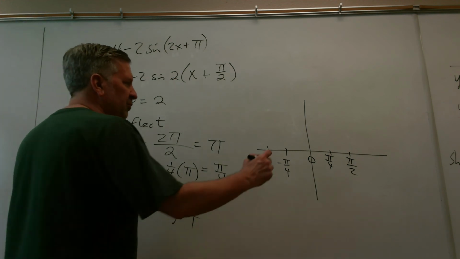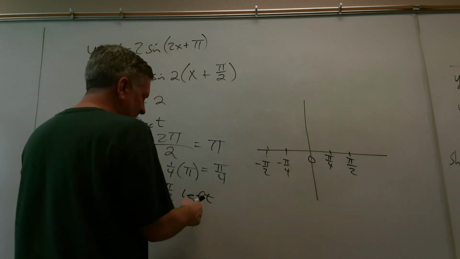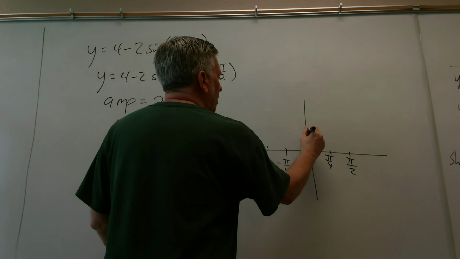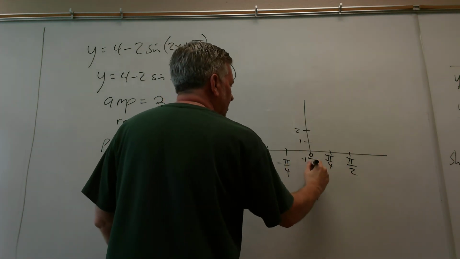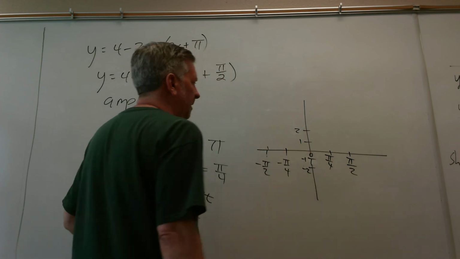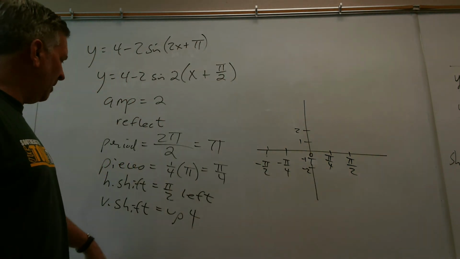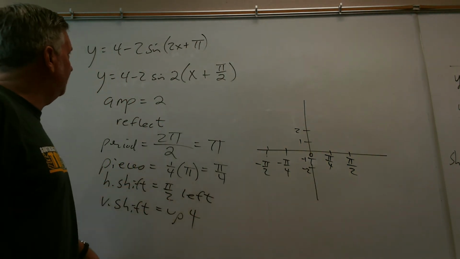The amplitude is 2. Again, I'm going to include a scale because I'm going to move up. So 1, 2, and then minus 1, minus 2. So I'm graphing everything but the vertical shift.